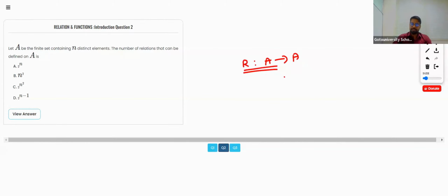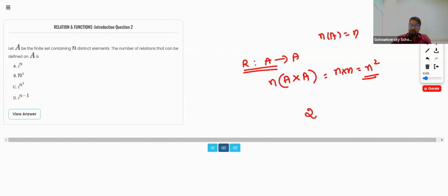That means, first let me tell you, A cross A will have how many elements? They told us n of A is n. Then what is n of A cross A? n into n, which is n square. So if it is m into n, I said the number of relations will be 2 power mn. But right now it is the same set and m is equal to n. That means how many relations are possible? That is 2 power n square.